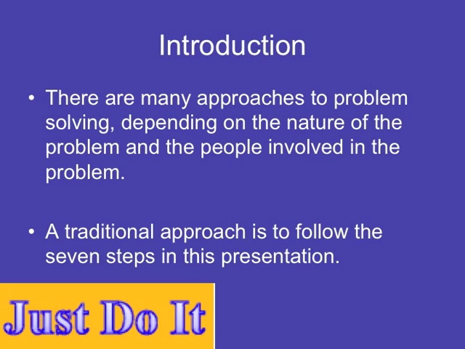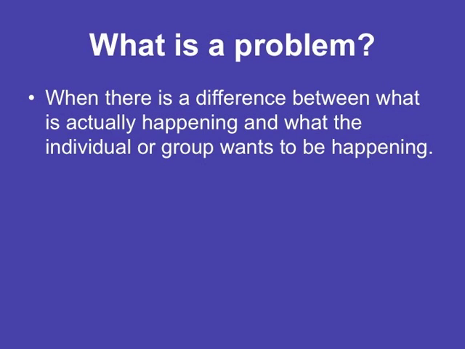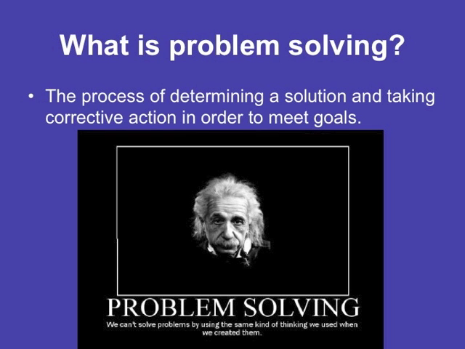Okay. First of all, here's the definition for what a problem is. A problem is when there is a difference between what is actually happening and what the individual or group wants to be happening. Think about that for a minute. The difference between what is actually happening and what you want to be happening, that's what we would call a problem. So, problem solving is the process of determining a solution and taking action in order to meet goals. Okay, so we're going to solve a problem by taking action in order to meet the goals, your solution.